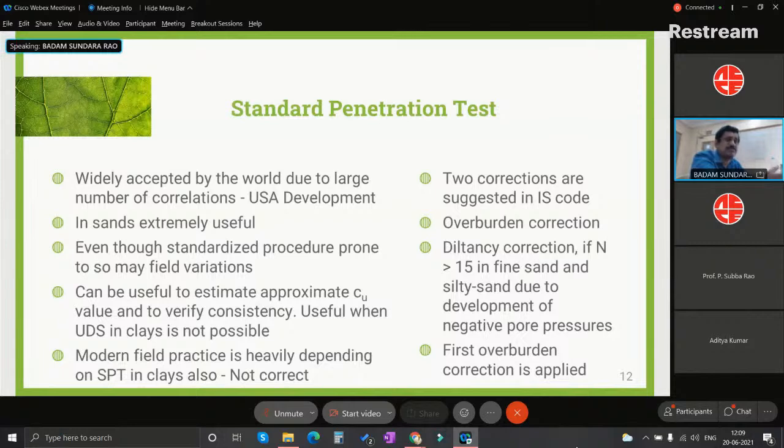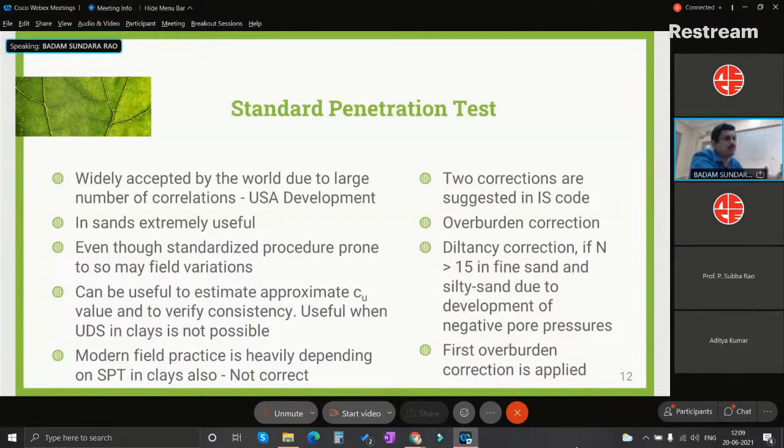Sorry, there is the inner surface and the outer surface, and the shear resistance mobilized along the inner surface and the outer surface of the overall perimeter of the split spoon. That is nothing but your shear resistance. But why has it become of so much significance? The world has entirely relied upon its correlations.